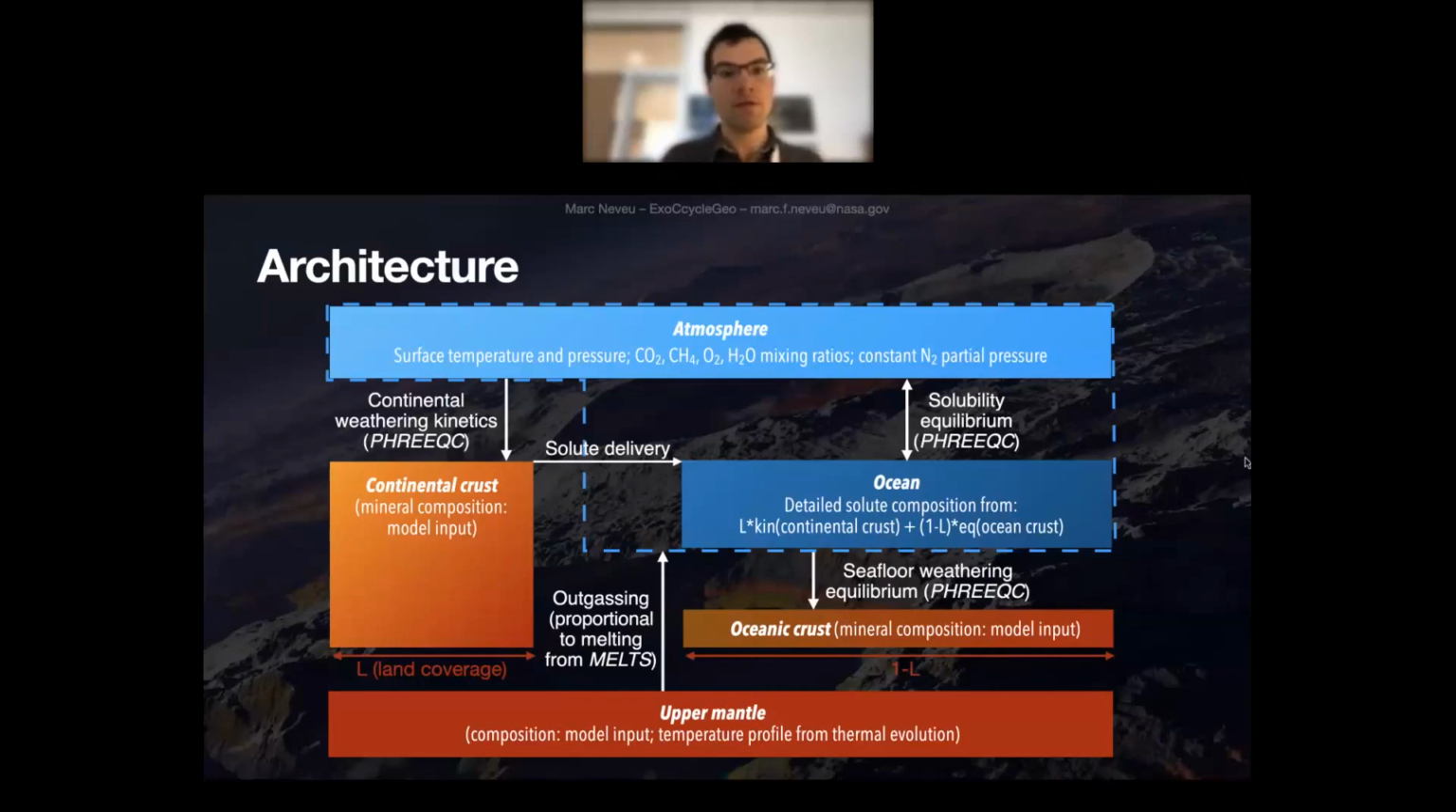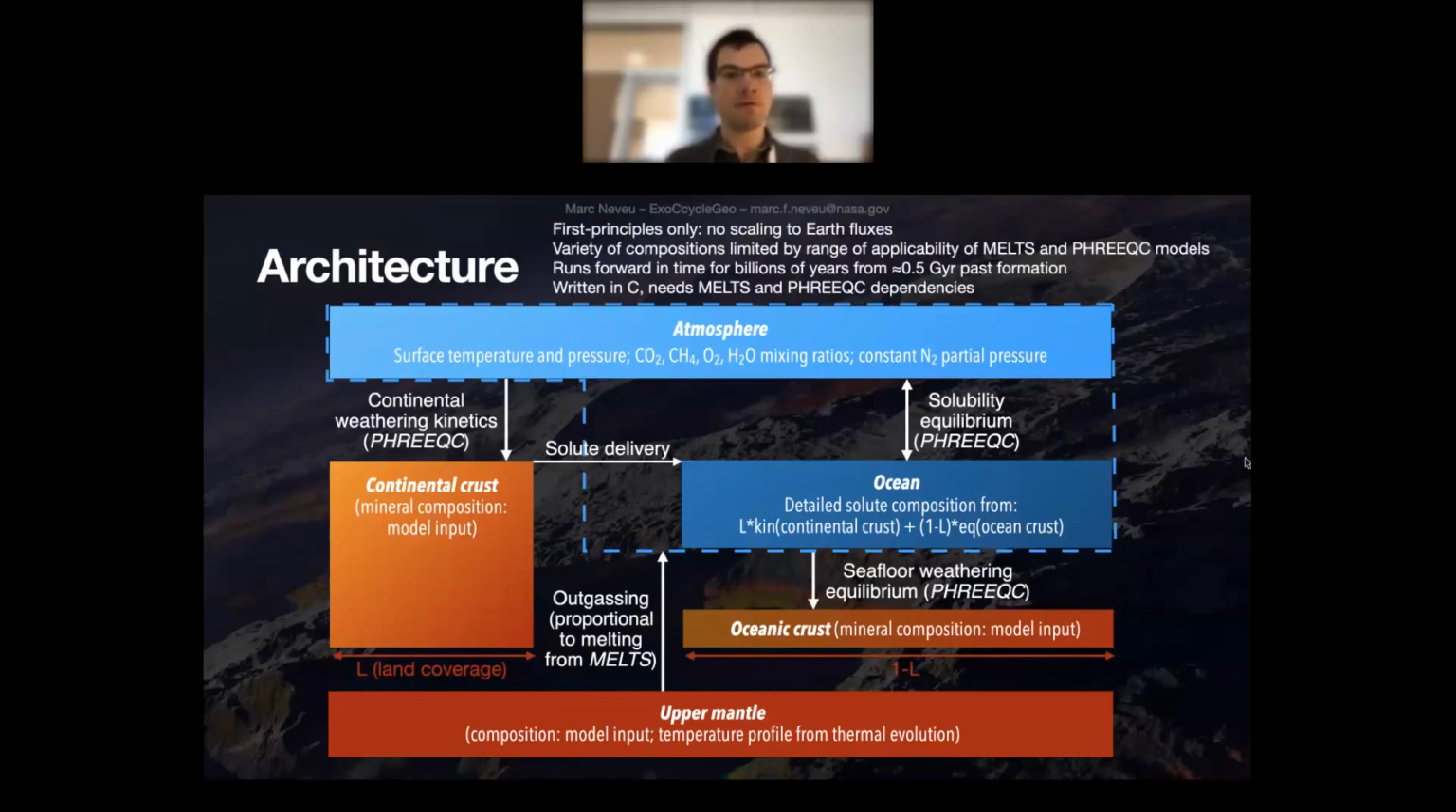So the main takeaways here are that this code is first principles only. So often simulations of carbon cycling start off by taking Earth's present day fluxes from outgassing and from weathering, and then scaling them to, say, the partial pressure of CO2 to some power law or the rainout rate. Whereas here, everything is computed by physical processes and chemical reactions. So it's kind of a departure from an Earth-centric view.